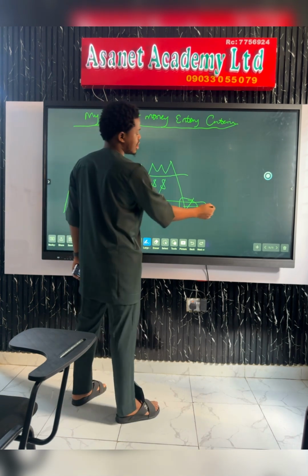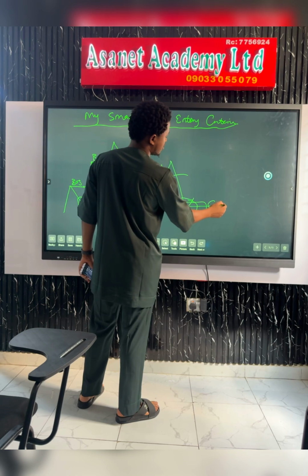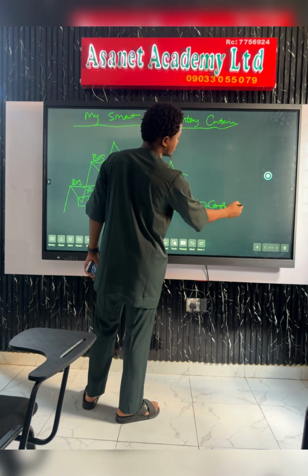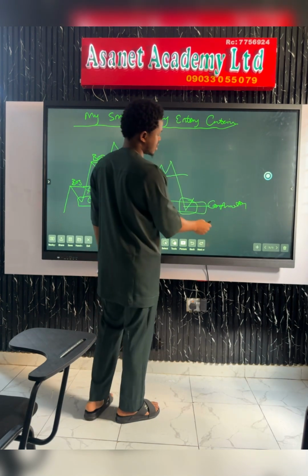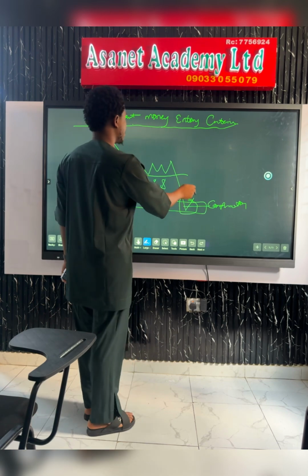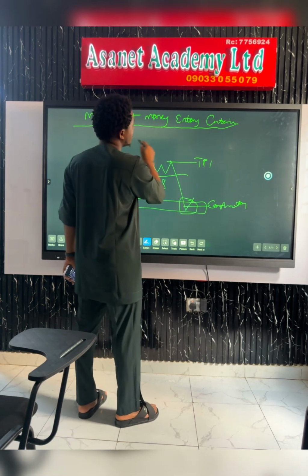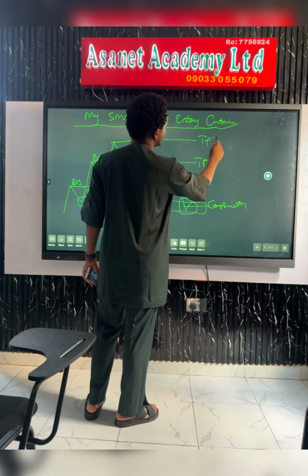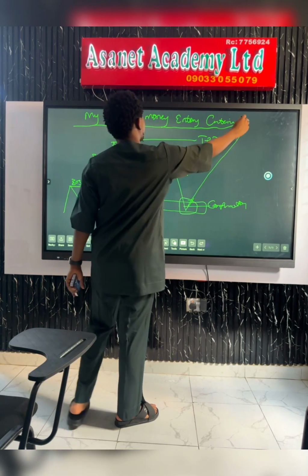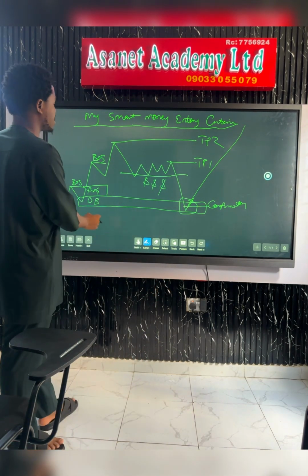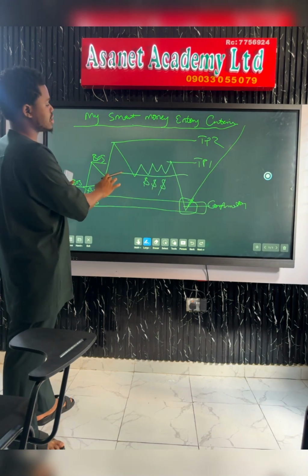This zone, I look out for confirmation. Once I find my confirmation, I'm taking my TP1 here, and my final TP2 at this top. So here I'm taking it all the way up. So that's for bullish structure on my entry model.